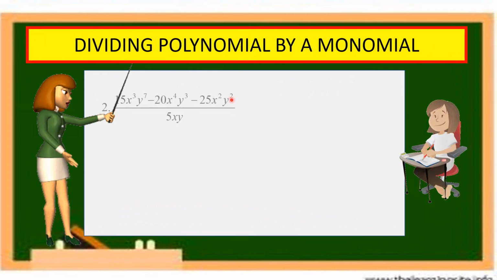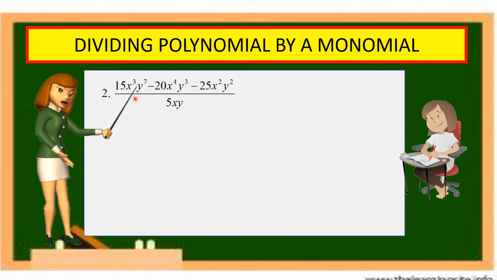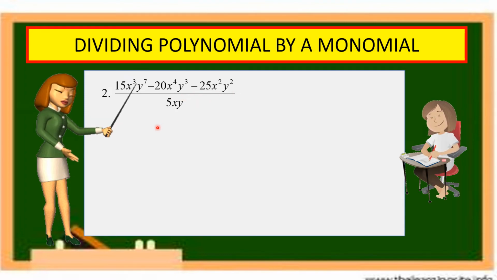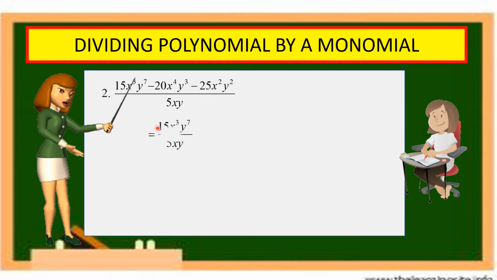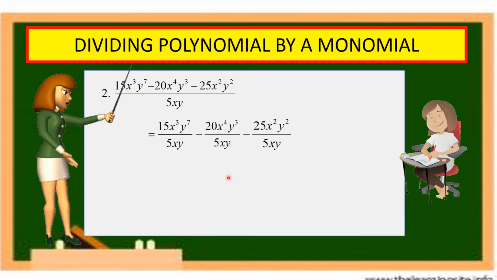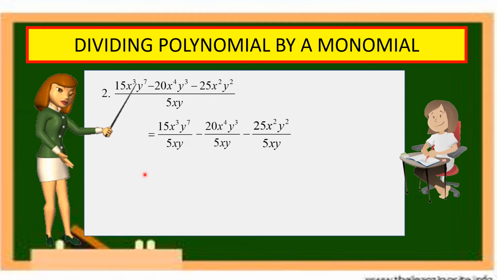Number 2. 15x cubed y raised to the 7 minus 20x raised to the 4th y cubed minus 25x squared y squared divided by 5xy. So we have 15x cubed y raised to the 7 divided by 5xy. Negative 20x raised to the 4th y cubed divided by 5xy. And negative 25x squared y squared divided by 5xy.